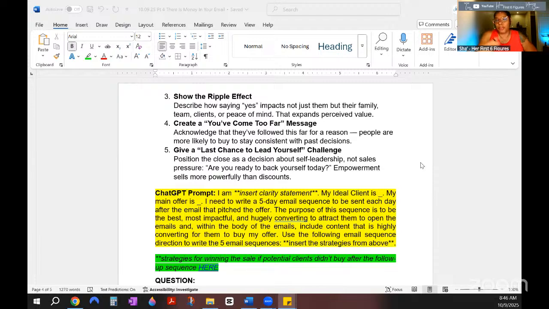Okay, so I like self-leadership, but if that concept, you're like, I'm not sure what you mean by that, then just understand that you're giving them the power. You're empowering them, and you're telling them, hey, this is your chance to be your own hero. I am not the hero. You are. You can finally do what you need to do to have what you want to have. Okay. So are you ready to back yourself today? Are you ready to keep the promise you made to yourself? I like that one. I say that a lot. So empowerment sells more powerfully than discounts, and it sells more powerfully than you saying you're the hero. Okay. Let them be the hero.